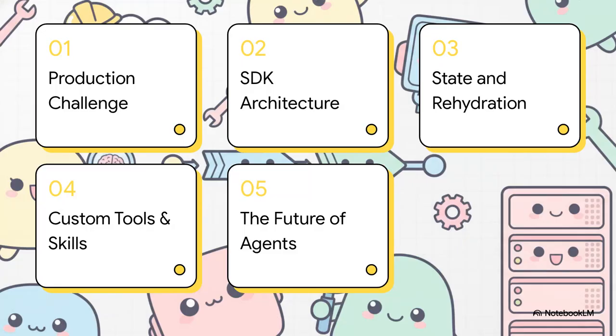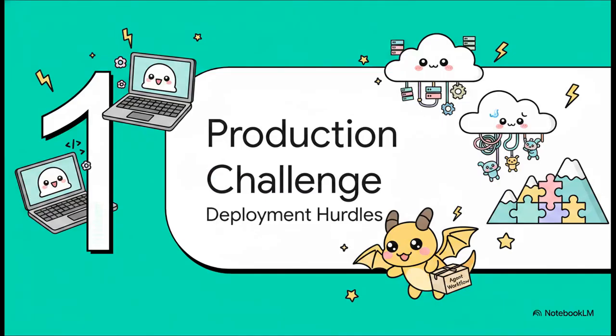So here's our roadmap for the explainer. First, we'll look at the production agent challenge, then rethinking SDK architecture, managing state and rehydration, custom tools and skills, and finally, the future of agents. All right, kicking things off with Section 1, the Production Agent Challenge.